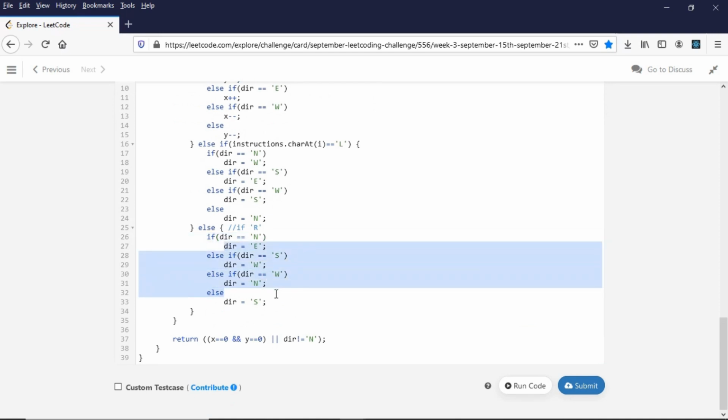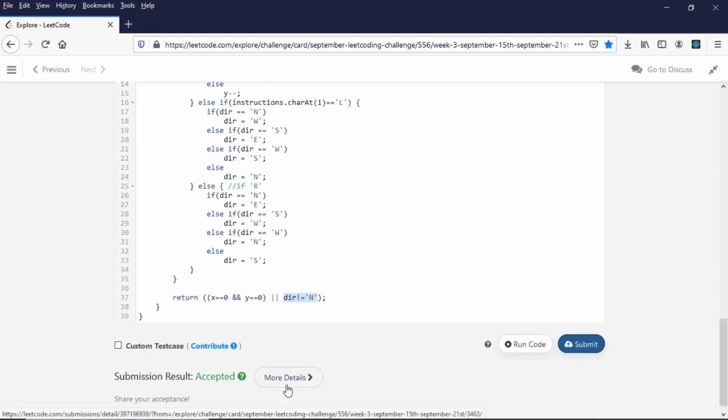I've modified the direction, and once we are done with the whole input instruction, at the end we just need to check whether the final x and y value is 0, then it is true, else my direction should not be equal to my start direction. So my start direction was north, so if it is not equal to north, even then it should be true. So let's submit the code, and the code is accepted.